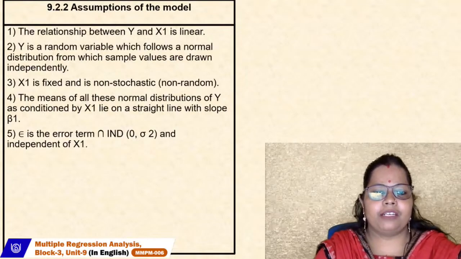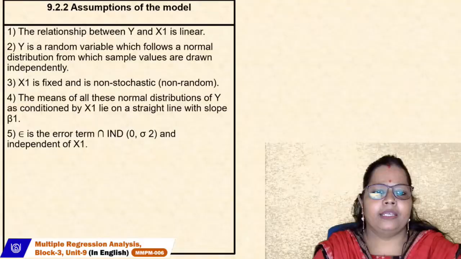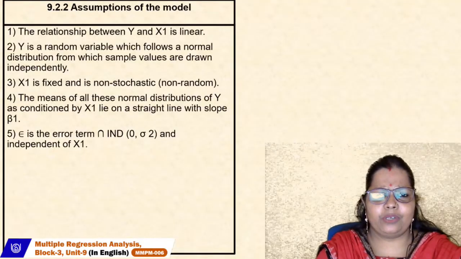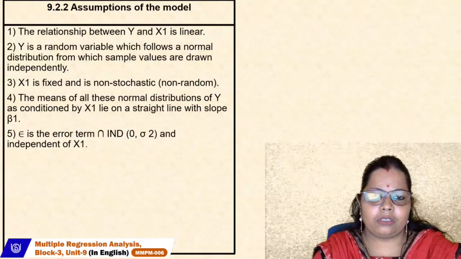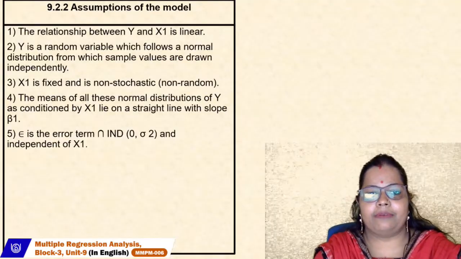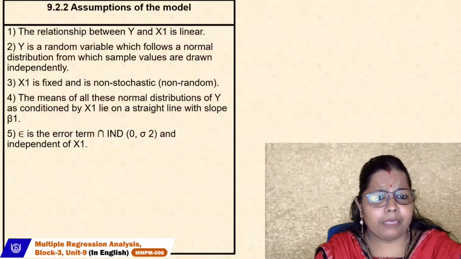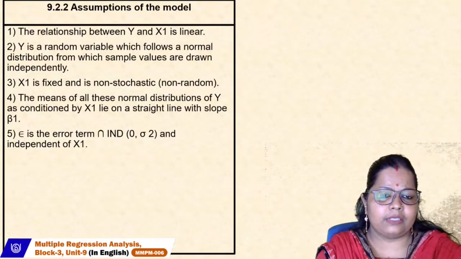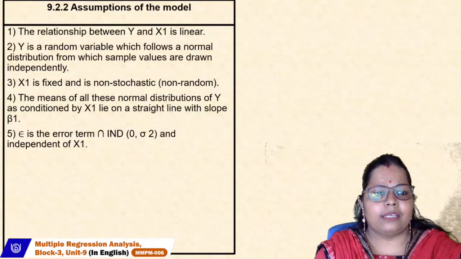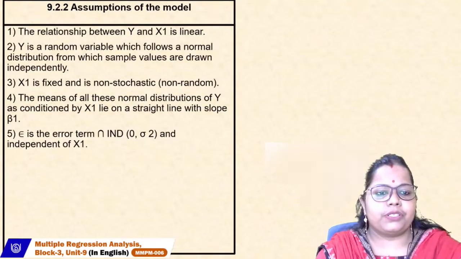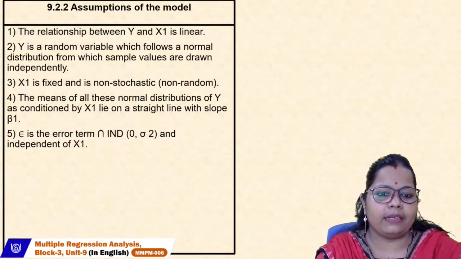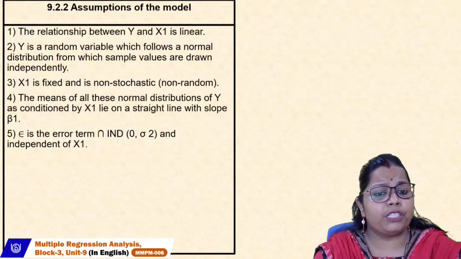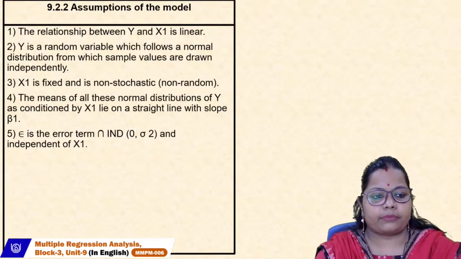Non-random means, the difference between random and non-random: if it is random, then it is purely in the hand of nature, or we can say we cannot make any changes in that variable. But when I am talking about non-stochastic or non-random, it means there is some scope that a person can change the variable values, or give any kind of changes in that particular value.